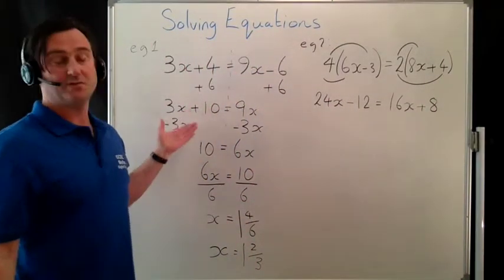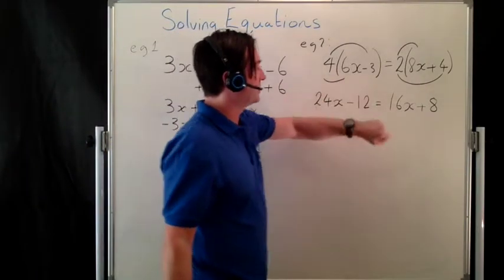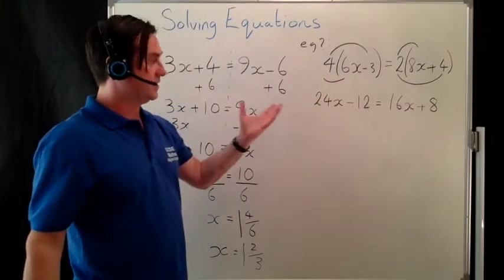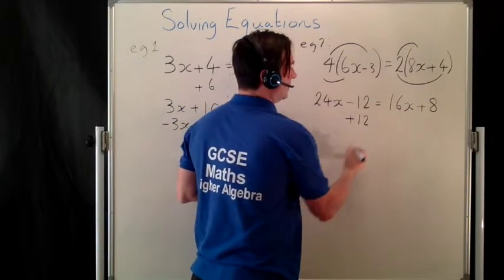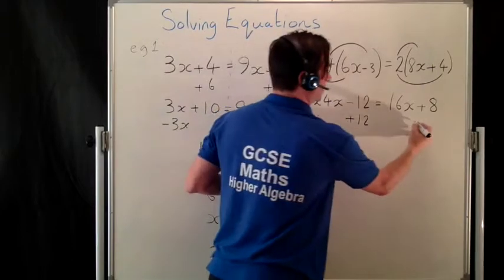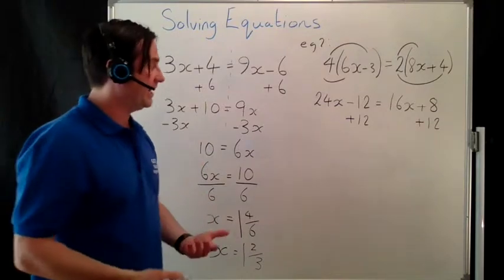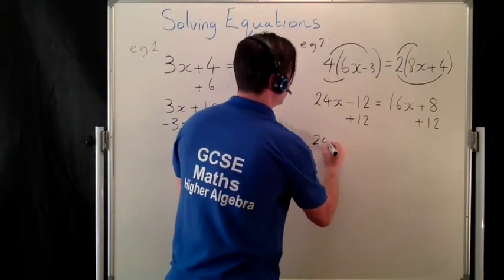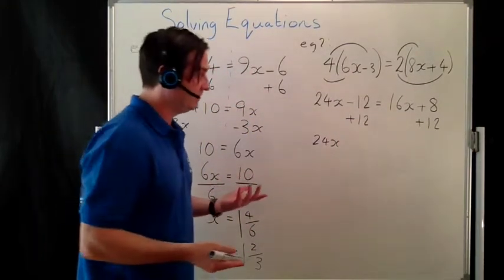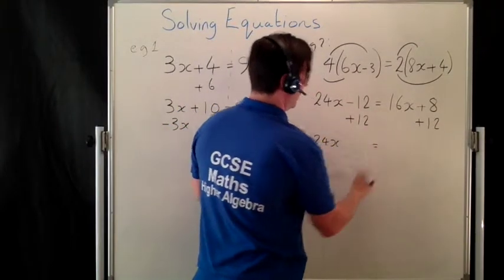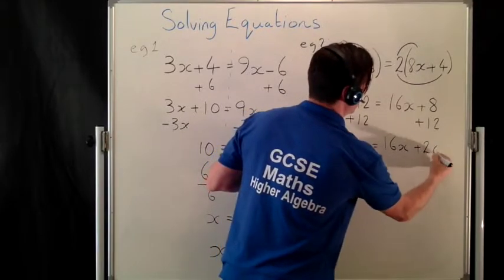Now we're in exactly the same situation as we were in the first one. Look for the number that's smallest. The numbers on their own are minus 12 and 8. Negative 12 is the smaller of the two numbers. To get rid of a negative, we add 12. But of course, if we've added to the left, we must also add to the right. Write it out after you've carried out that procedure. So 24x. The negative 12, add the 12, takes you back up the number line to 0. So that's disappeared. And that equals 16x. 8 add 12 gives me 20.